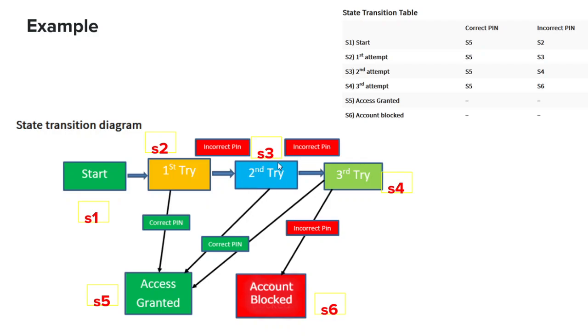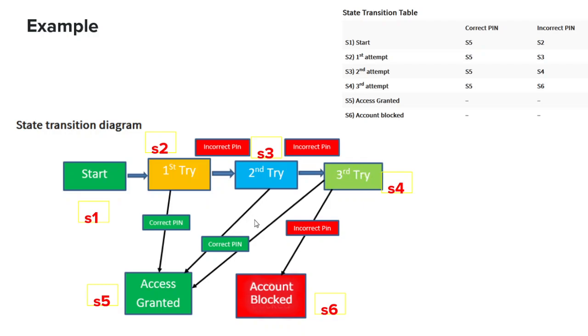In the second state, what are the two possibilities? In the second attempt, the user can either enter the correct PIN. If the user enters the correct PIN, then again access should be granted. Or if the user enters an incorrect PIN in the second try as well, then it will go to the third state. It will go to state 4 here. That is the third try. We will ask the user to enter one more time. That is the last attempt now, the third try. So this is the third attempt for the user. Again, two possibilities on the third attempt. So in this state, there are two actions.